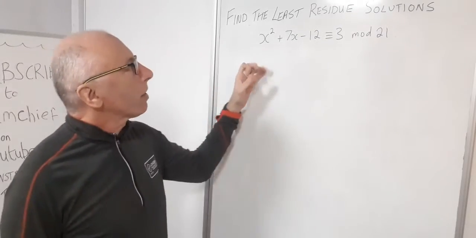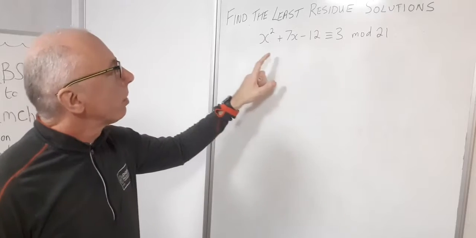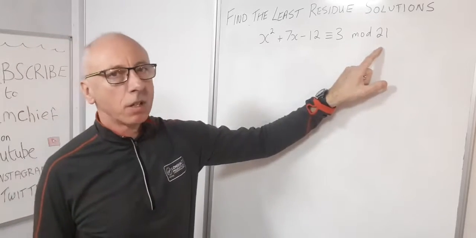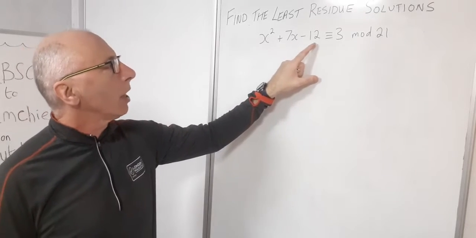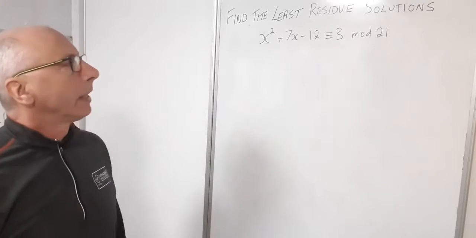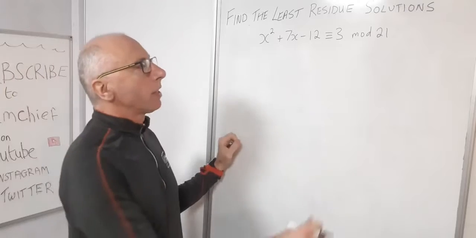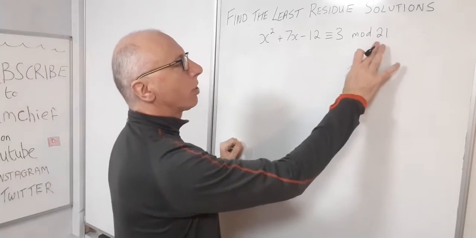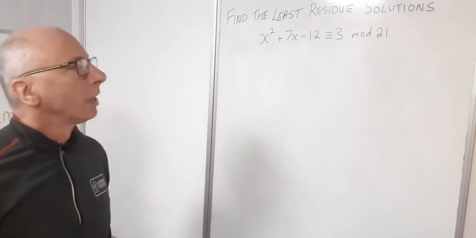So this question here is asking us to find the least residue solutions to this quadratic congruence: x squared plus 7x minus 12 is congruent with 3 modulo 21. Now there's something here that we need to take care of, and that is this modulus value, modulus 21.